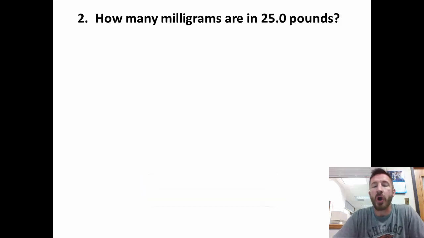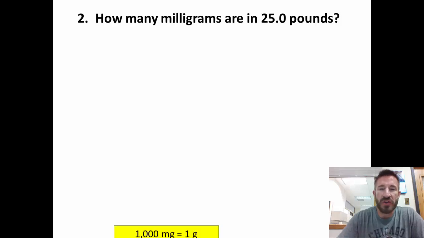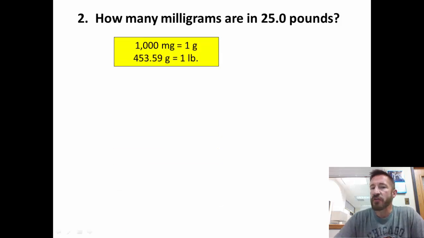How many milligrams are in 25 pounds? So next what I want you to do is look at your table and see what are the relationships, how do you go from milligrams to pounds? When you do that, you may have found there's actually two conversions that are needed. First of all, you look at the metric conversion, and there are 1,000 milligrams in a gram. So that would be the first one.